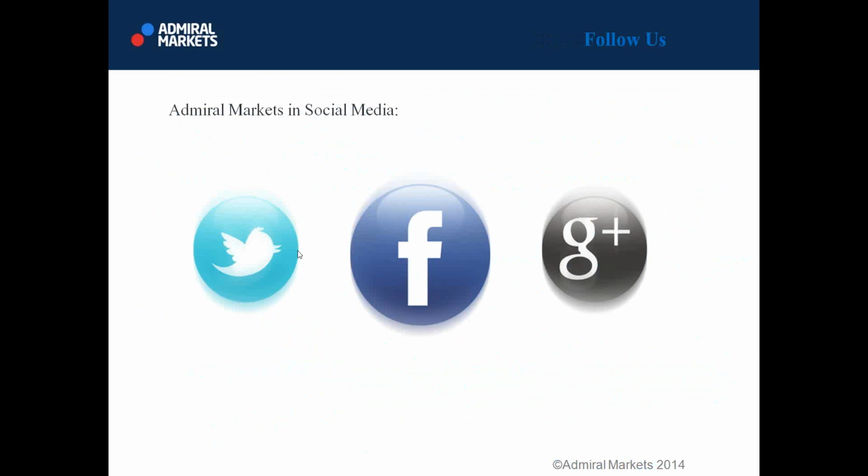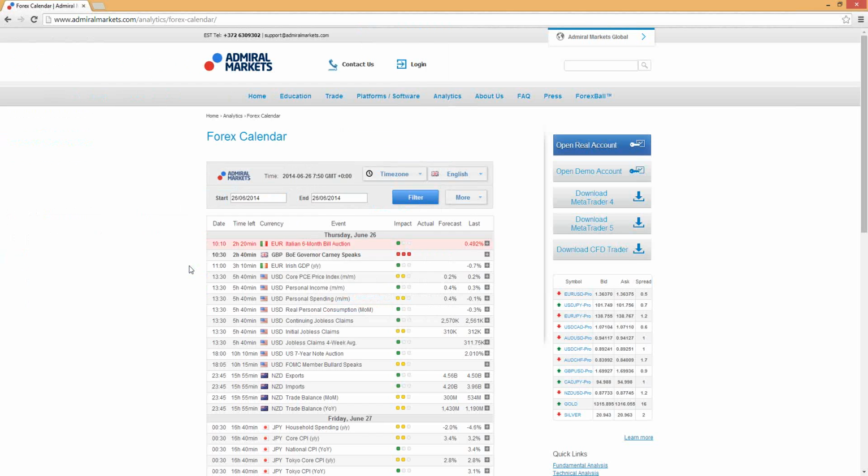Today's calendar. We have Bank of England Governor Carney speaking. Otherwise, not so much news in the Eurozone today. Irish GDP, Italian 6-month bond, actually, otherwise just some lighter U.S. news apparently.